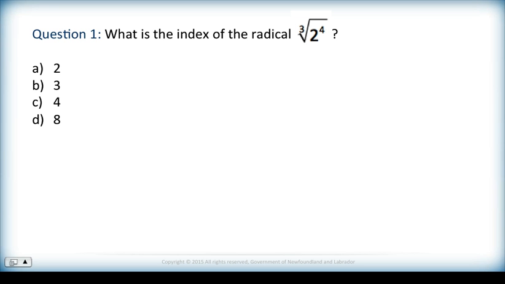So we have the cube root of 2 to the exponent of 4. This can be written in another form. We could also say it's the cube root of 2, all to the exponent of 4. So the whole thing is called a radical. What is underneath the radical symbol is called the radicand. And the number that is inside or outside the radical symbol is called the index. So the index in this case would be 3. So our answer here would be B, 3.